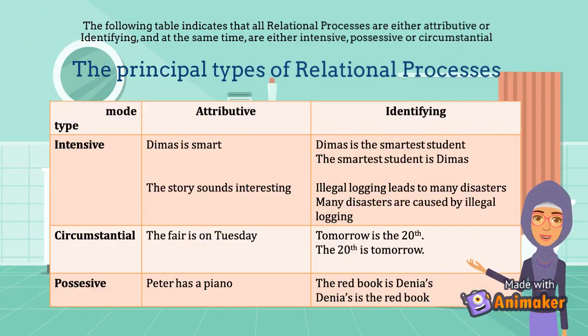The following table indicates that all relational processes are either attributive or identifying, and at the same time are either intensive, possessive or circumstantial. The principal types of relational processes are: attributive intensive process, identifying intensive process, attributive circumstantial process, identifying circumstantial process, attributive possessive process, and identifying possessive process. The sample clauses are available to learn.